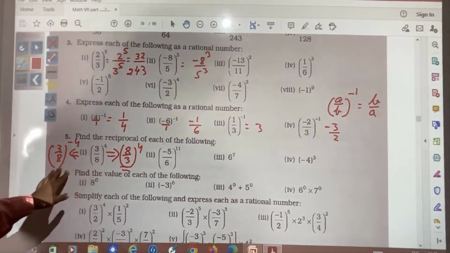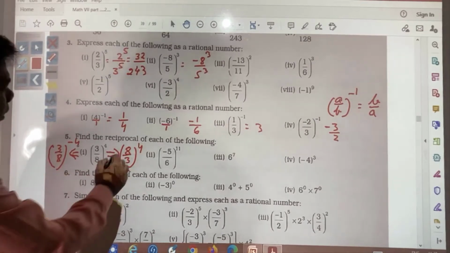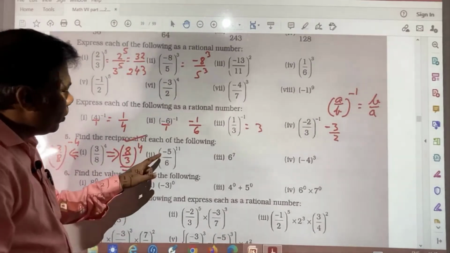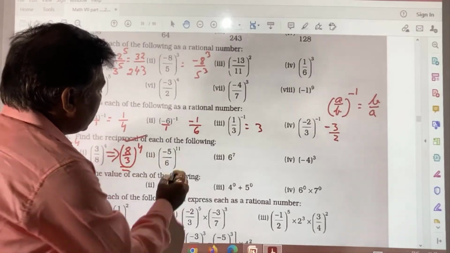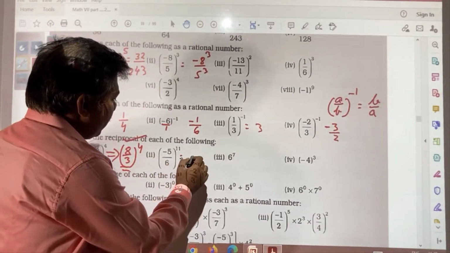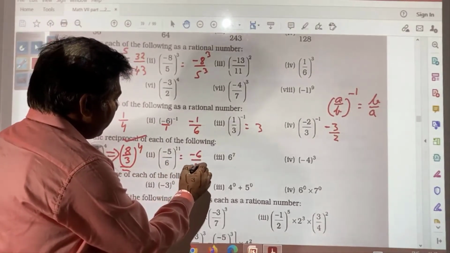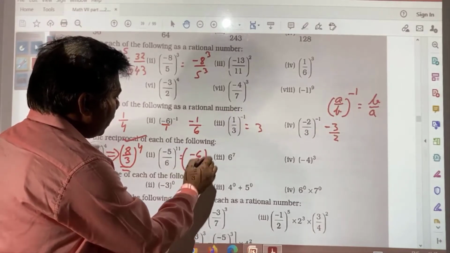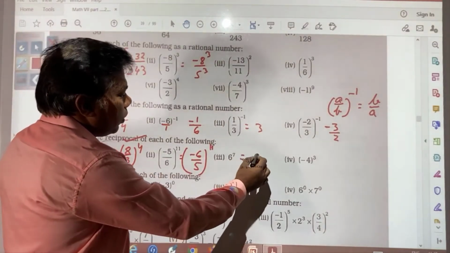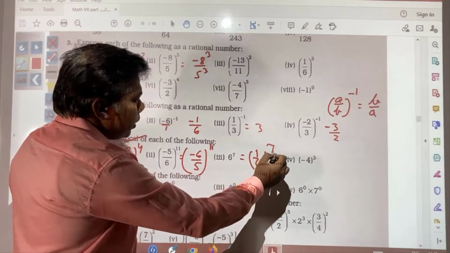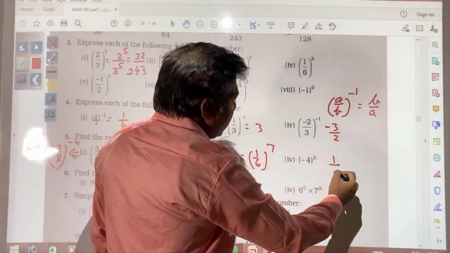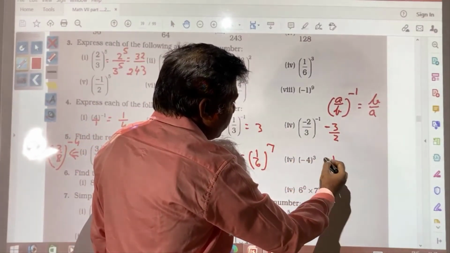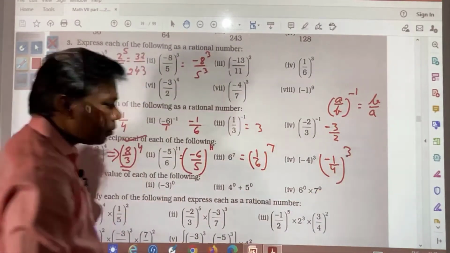So in any way, if you are writing, that is correct. So it is better you write in this way. Here you see, minus 5 by 6 is equal to minus 6 by 5 to the power 11, the reciprocal of this. This will be 1 by 6 to the power 7, and this will be 1 by minus 4, which means minus 1 by 4 to the power 3.